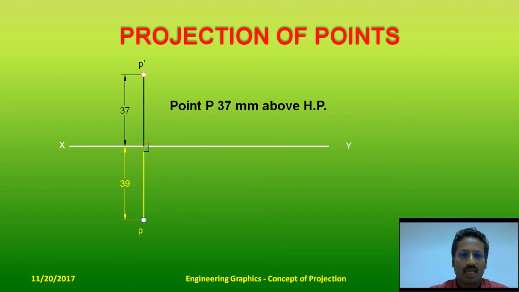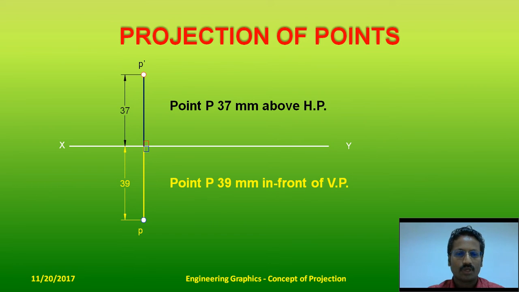This height is 39 millimeters in front of VP. So the point P is 39 mm in front of VP. So these modifiers, that is, whether the point is above HP or below HP with respect to the horizontal plane, or whether the point is in front of VP or behind VP, have to be specified.